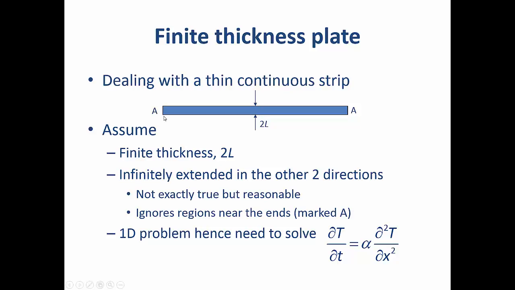And it turns out the method I'm about to develop can ultimately be applied to things that are finite in all three dimensions, but it is easiest to start by considering it being finite in one dimension only. If it's finite in one dimension only, we have a 1D problem, and I can basically say that the rate of change of temperature with time will equal alpha, the thermal diffusivity, times the second partial differential of the temperature with respect to distance through the thickness.